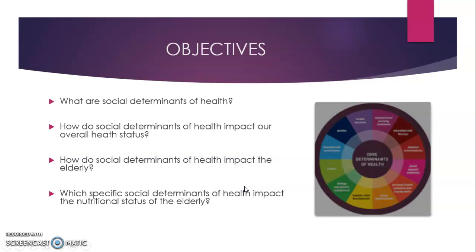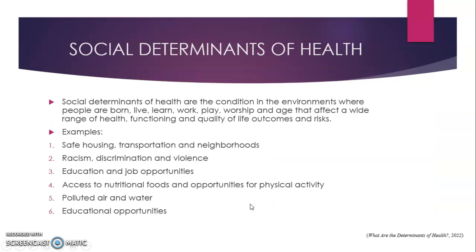The objectives we're going to cover in this presentation are: what are the social determinants of health, and how do those social determinants of health impact our overall health status? How do social determinants of health impact the elderly? And then lastly, which specific social determinants of health impact the nutritional status of the elderly?